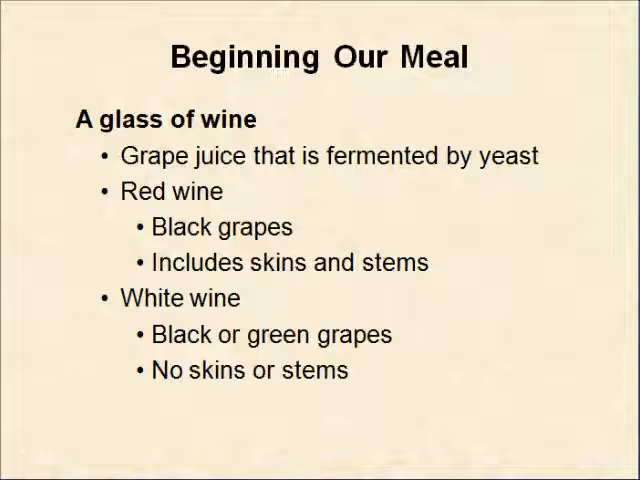Now, wine is grape juice that is fermented by yeast. And there are a couple of different wines. There are red wines, which come from black grapes. They are processed using the skins and the stems. And then there's white wines, which can be made from black or green grapes. And what happens there is that the skins and stems are removed.